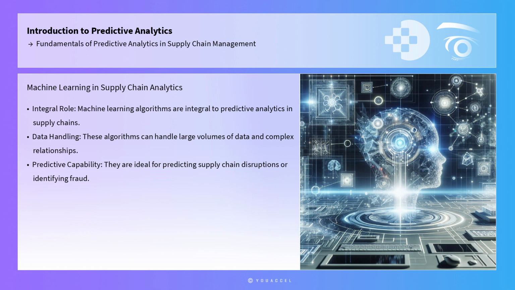Machine learning algorithms, such as decision trees, neural networks, and support vector machines, have also become integral to predictive analytics in supply chains. These algorithms can handle large volumes of data and complex relationships, making them ideal for predicting supply chain disruptions or identifying fraud. For example, a logistics company might implement a machine learning model to predict delivery delays based on real-time traffic data, weather conditions, and historical delivery performance. By proactively identifying potential issues, the company can take corrective actions to mitigate disruptions and maintain customer satisfaction.